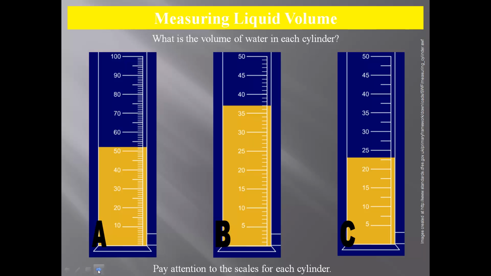Let's look at what's the volume of water in each of these cylinders. They're all three graduated cylinders. For cylinder A, we would have 52 milliliters of water. Cylinder B would be 37 milliliters, and cylinder C, we're looking at approximately 23. Notice on here this is 20 to 25, so this would be 22.5, and it's a little bit above that, so about 23 milliliters there.